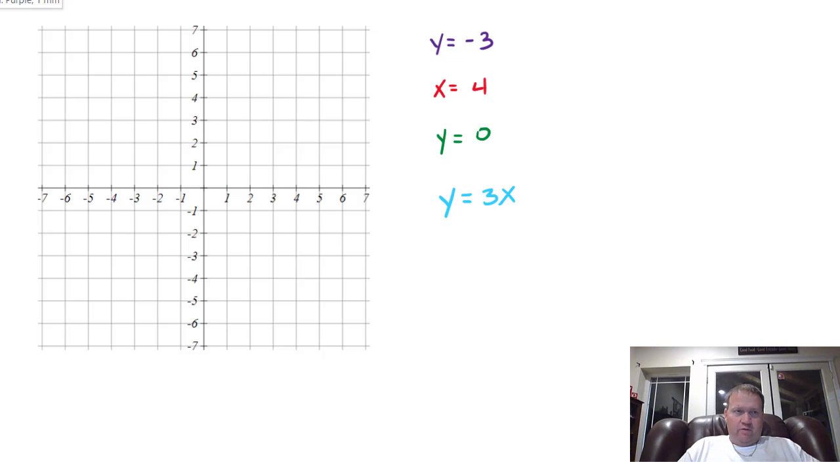Okay, we're looking at four separate equations, and each one of these represents a unique scenario. And this first one is just y equals -3. Now, whenever we see y equals, y usually is telling us to go up or down. In this case, it's telling us to go down 3.